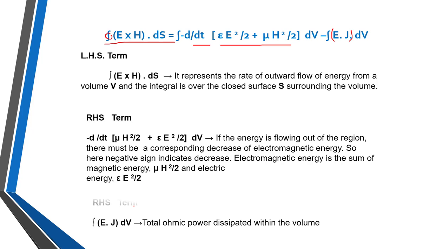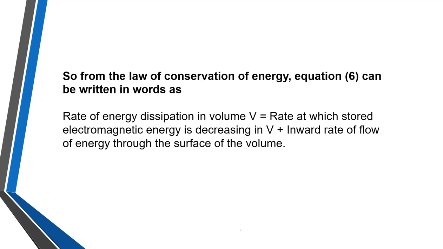The last term of the RHS, E bar dot J bar into dV, has a minus sign, so it is the total ohmic power dissipated inside the volume. Ohmic power, why? Because this J has ohmic losses, being current divided by area, and because of the current flowing through the resistances there are some losses in terms of heat or other losses. So E bar dot J bar into dV represents ohmic power losses within the volume.